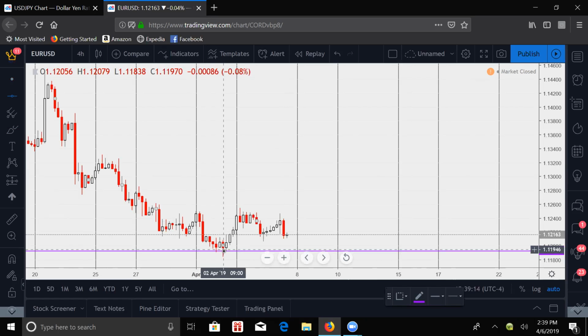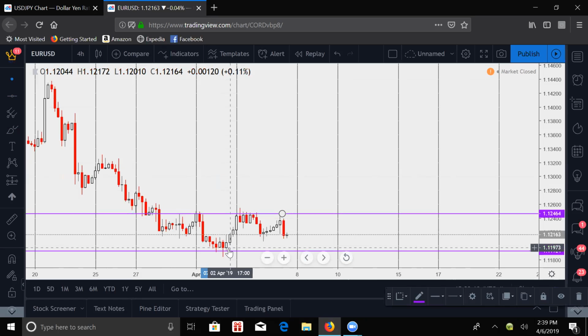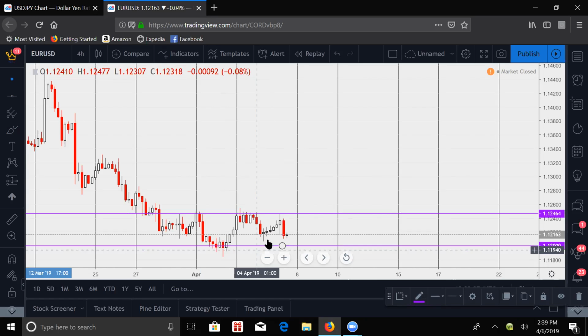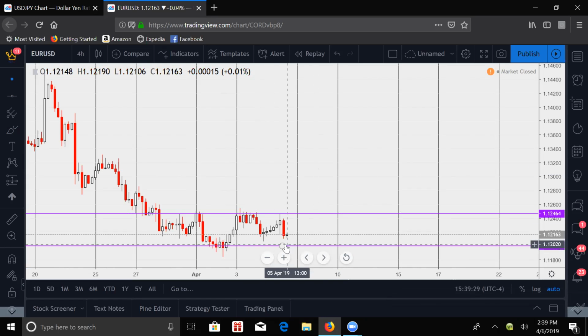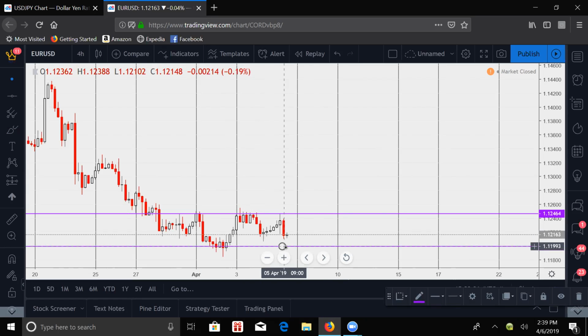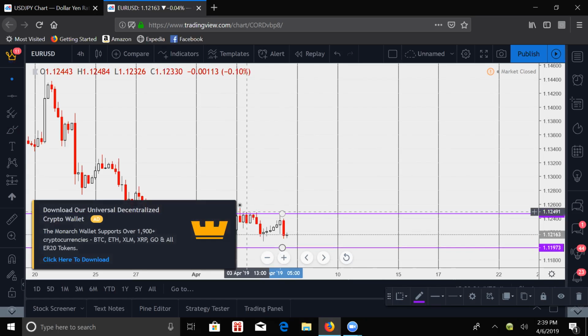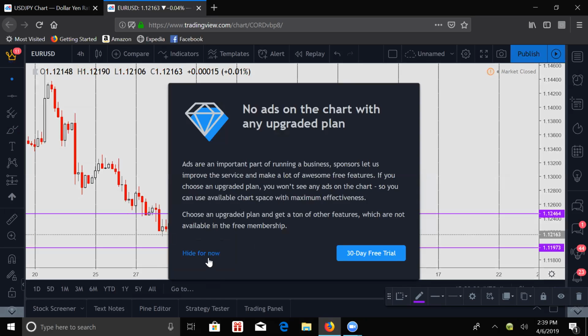So this would be a nice support area right here. Sorry, I know I'll put that up there. Let's do one, I'll do two, 1.1. Well, that's kind of sloppy. I'd rather have it somewhere near the bottom of these, the bottom of the bodies of these candlesticks right here.